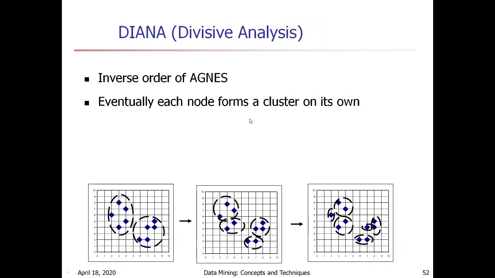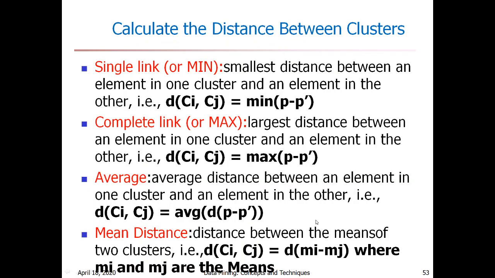Coming to the divisive analysis, it is represented as DIANA, which stands for divisive analysis. It is the inverse of agglomerative. It is a top-down approach where you take the whole set of objects, which is split down into smaller individual clusters. To find the distance between the clusters, we use single link, complete link, average, and mean distance.